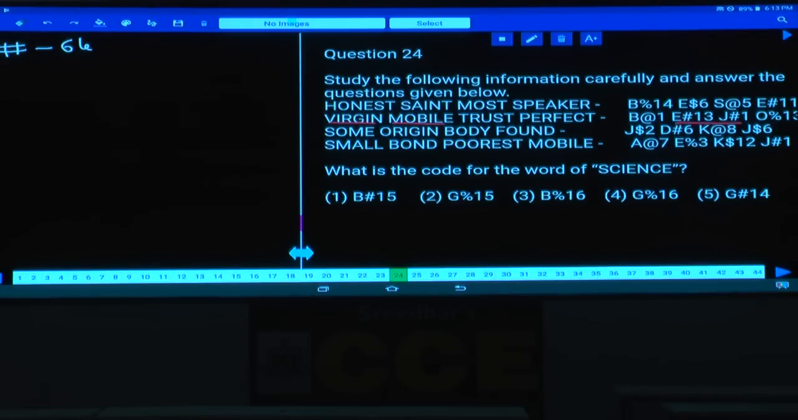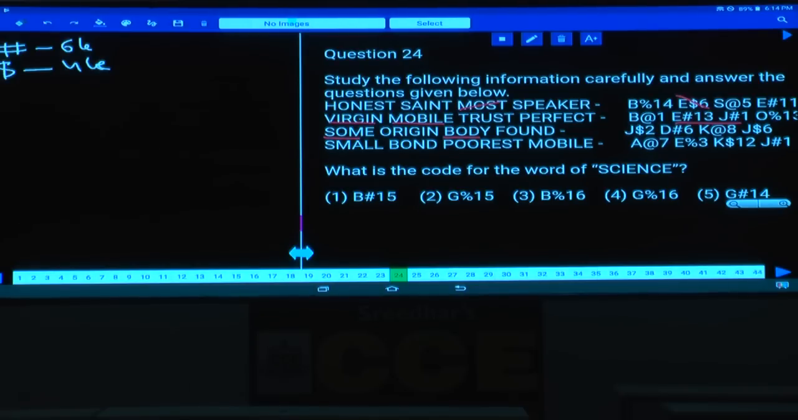Next, in the next statement, body is a word which is repeated. Then what is the symbol which is repeated? Dollar. Now this dollar stands for a 4-letter word, isn't it? Then small, and then small, bond, poorest and mobile. In this one, the 4-letter word is done. 4-letter word stands for dollar.